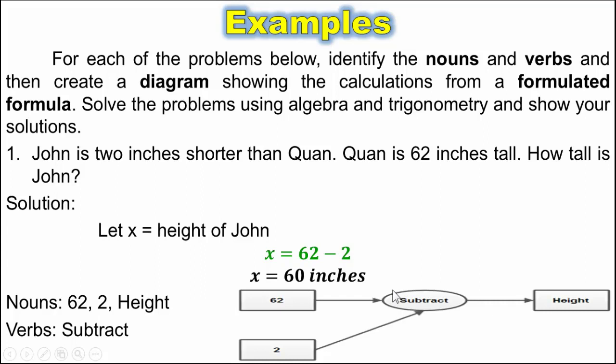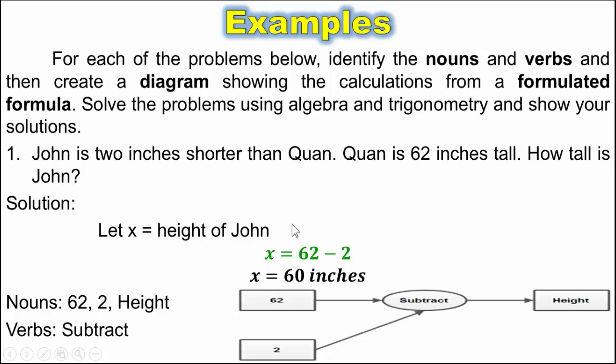Our solution: we will implement an algebraic expression into an algebraic equation. Let the variable x be the height of John. According to the problem statement, John is 2 inches shorter than Juan. The height of Juan is 62 inches. Therefore, the algebraic expression x is equal to 62 minus 2 will be our formulated formula according to the problem statement, written as an algebraic expression.